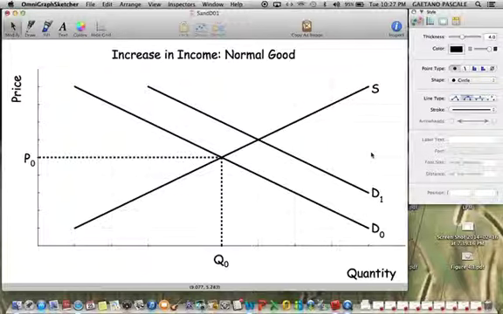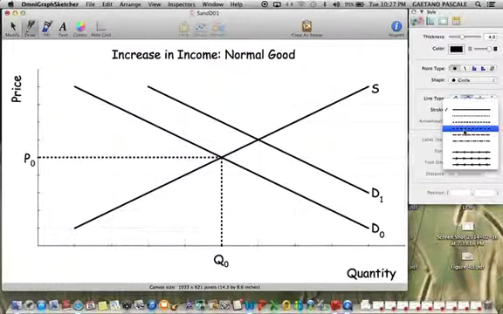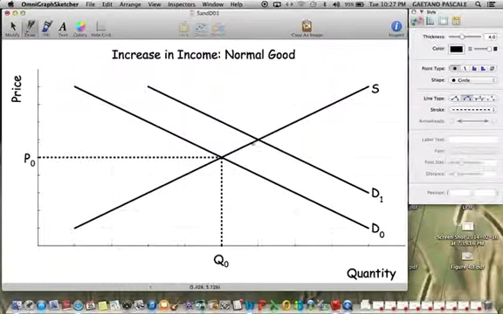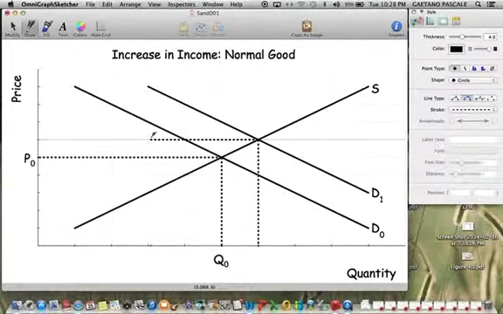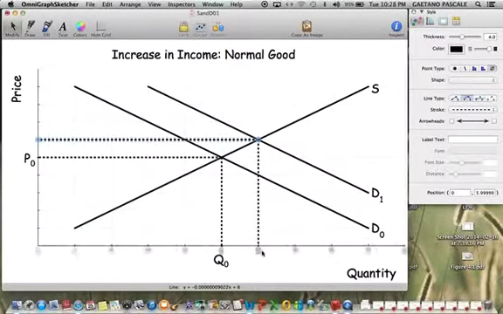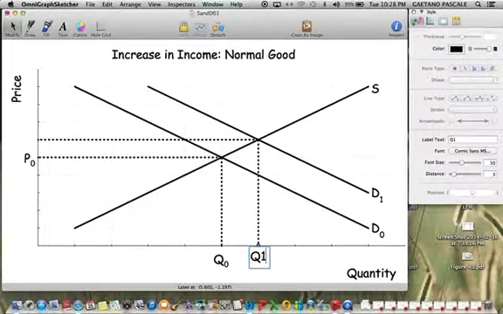When you draw those in, we can show where the new equilibrium point is. The new equilibrium point occurs where the new demand curve intersects the original supply curve. If you go to that point and go straight down, that will show you the new equilibrium quantity. And if you go from that equilibrium point over to the price axis, that will give you the new price. So here we have Q1 and we have P1.